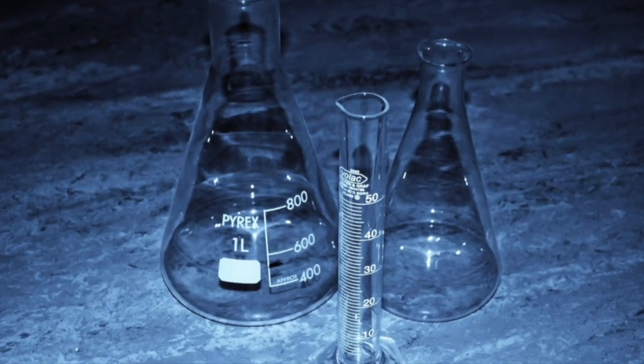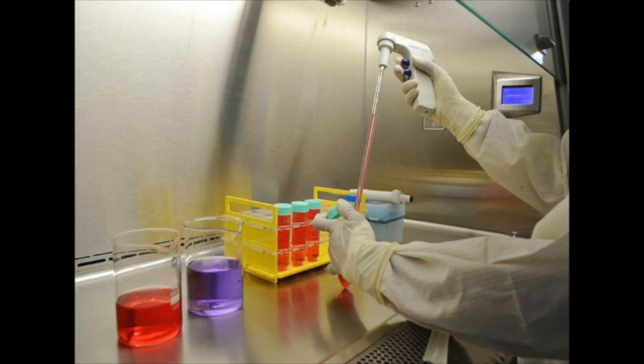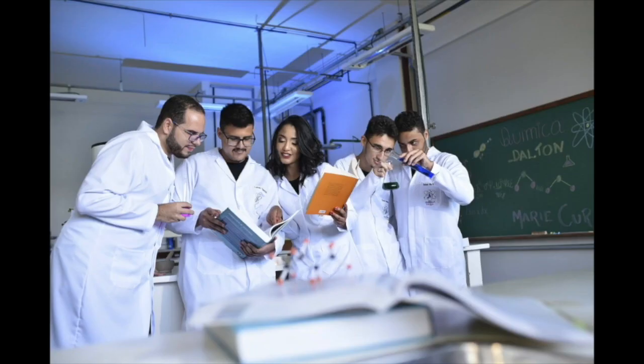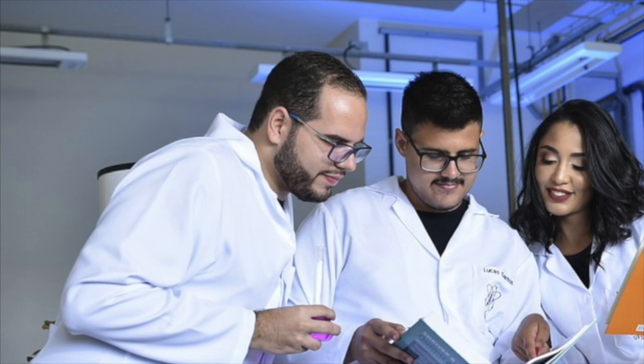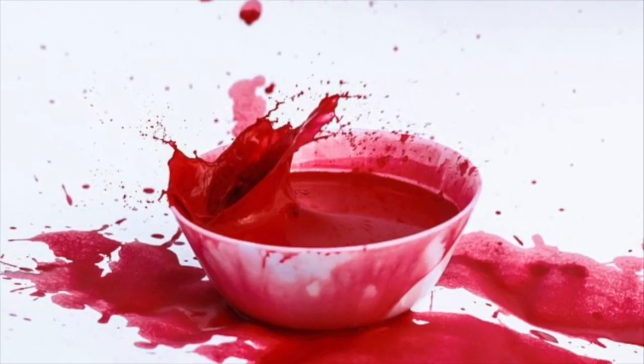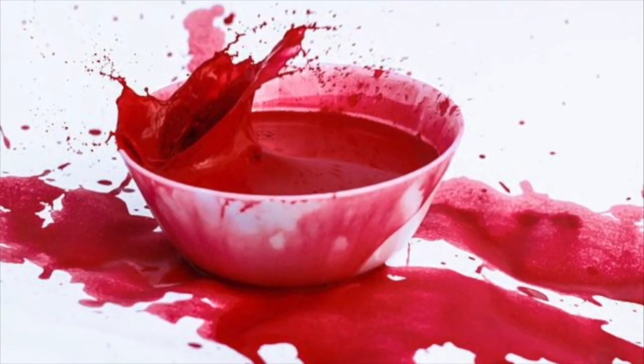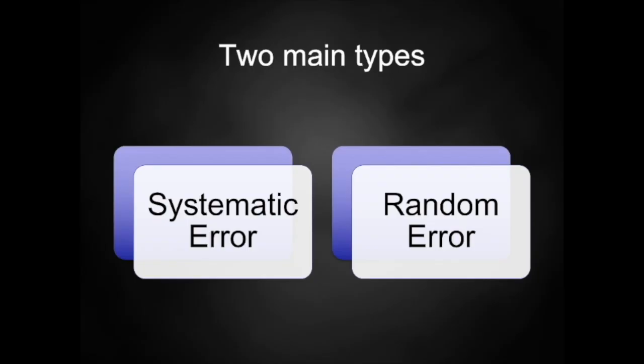No equipment is perfect. Some equipment can measure very precisely, but most has some error. People aren't perfect either. Sometimes they misjudge, and other things can affect the accuracy or precision of your measurement as well. There are two main types of error: random error and systematic error.